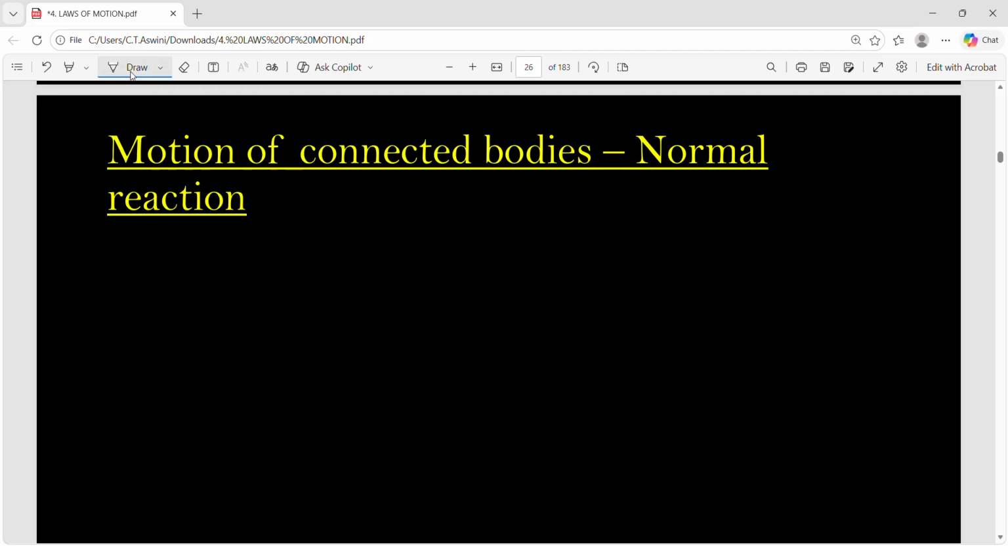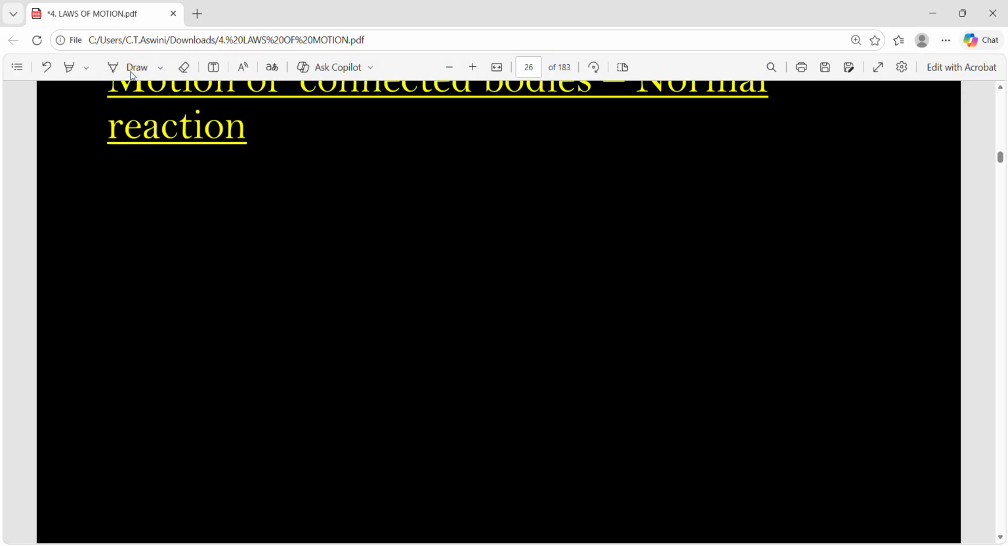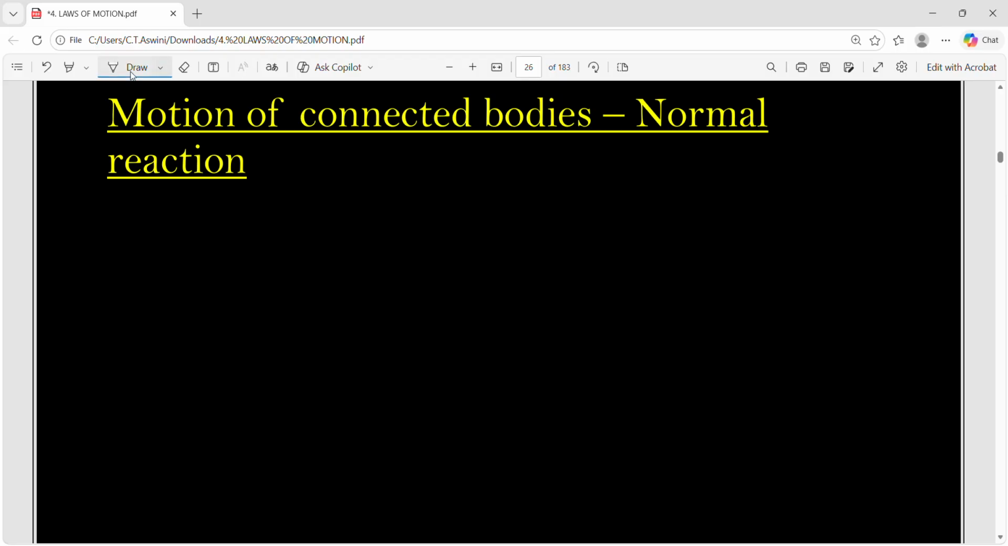So as I said earlier, connected bodies, one body will be connected to another body. If they are directly connected, what force can you expect at their contact? You can expect a normal reaction. See, normal reaction is basically a contact force. When two bodies are in contact, there will be a perpendicular force called normal force or normal reaction. So we'll see the concept now.